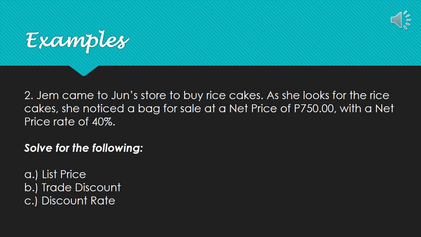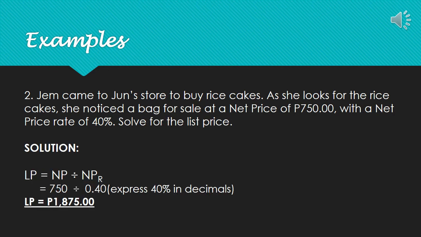So for another example, Jem came to June's store to buy rice cakes. As she looks for the rice cakes, she noticed a bag for sale at a net price of 750 pesos with a net price rate of 40%. So solve for the following: list price, trade discount, and the discount rate. First, we have to solve for the list price. So we have the formula LP equals NP divided by NPR.